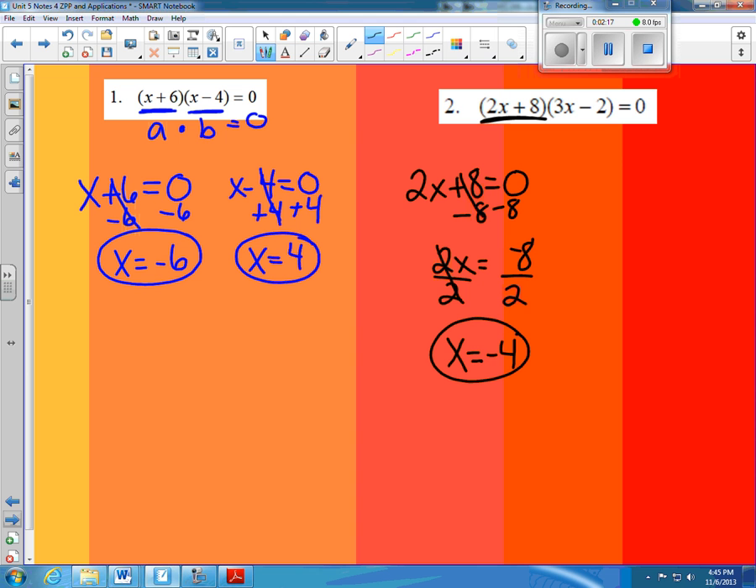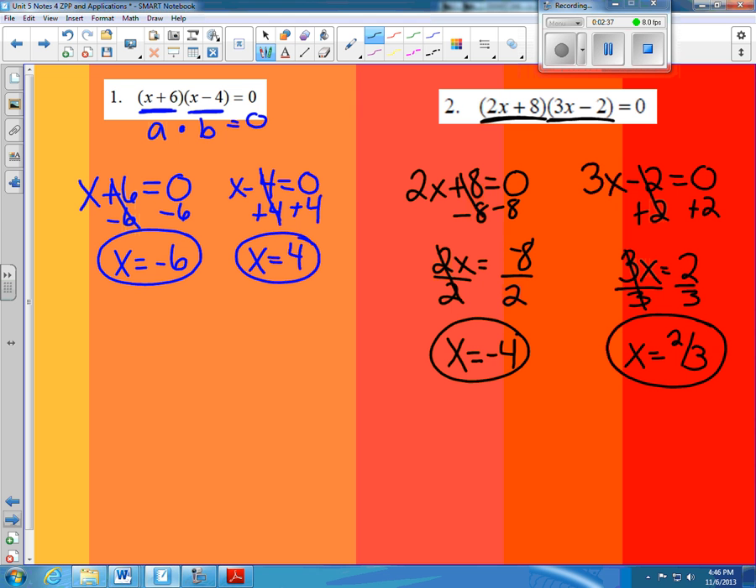That's only half of our answer. Now we're going to set our second set of parentheses equal to 0. Add the 2 to both sides. And we get 3x equals 2. Divide both sides by 3. And it is totally fine for us to have a fraction of 2/3. All right, so in both of these cases, we had two sets of parentheses that were multiplied by each other, and they equaled 0. So we set each of them equal to 0.